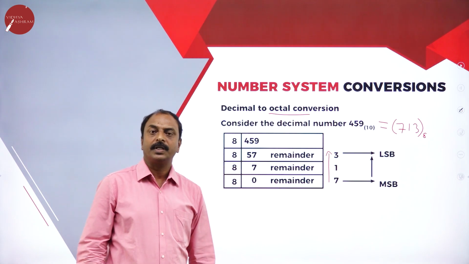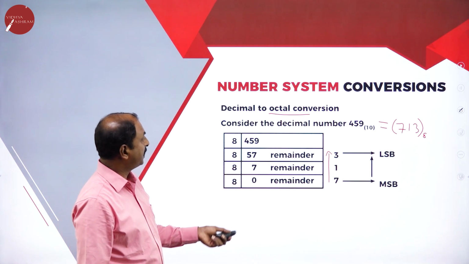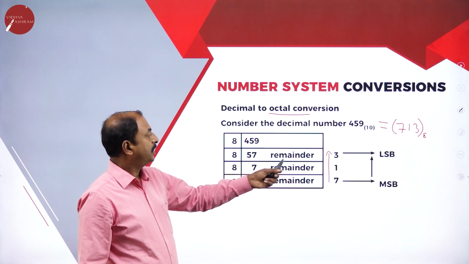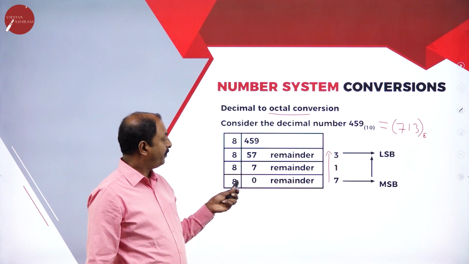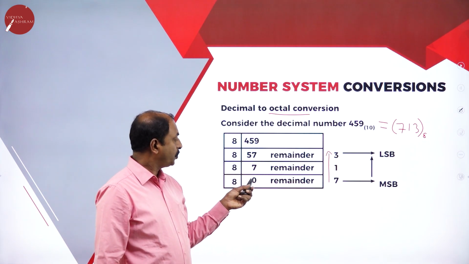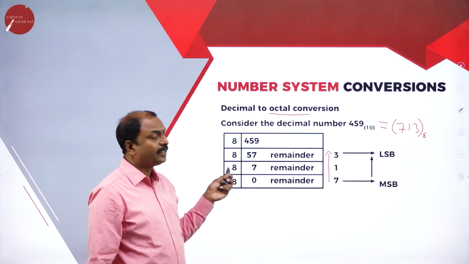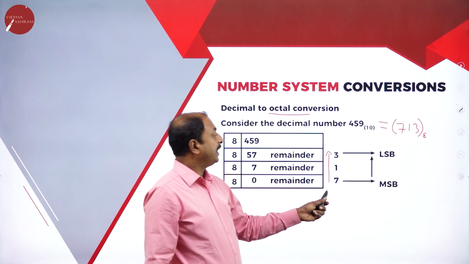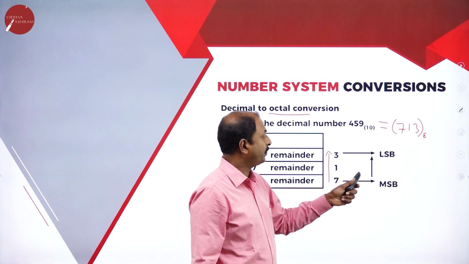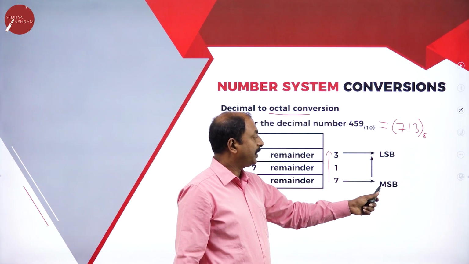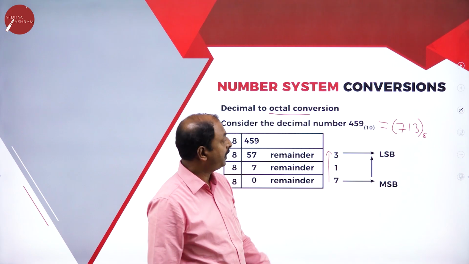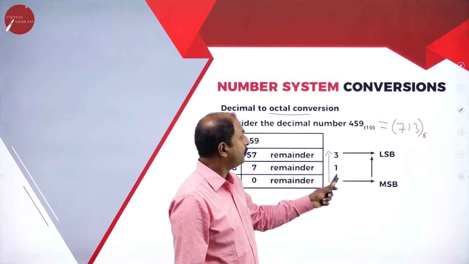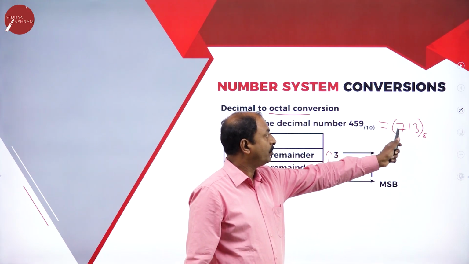So students, what is the procedure for this? In the octal number system, divide the given decimal number by 8 and keep storing the remainders. We keep dividing as long as the quotient is not less than the base number, in this example 8, and we have to write the answer in reverse order, that is from MSB to LSB. MSB stands for most significant bit and LSB stands for least significant bit. From MSB to LSB, the answer is 713 to the base 8.